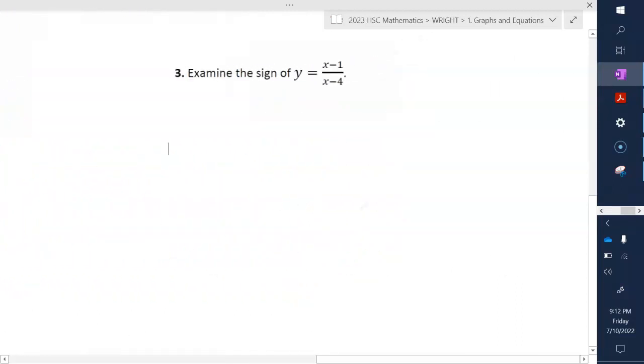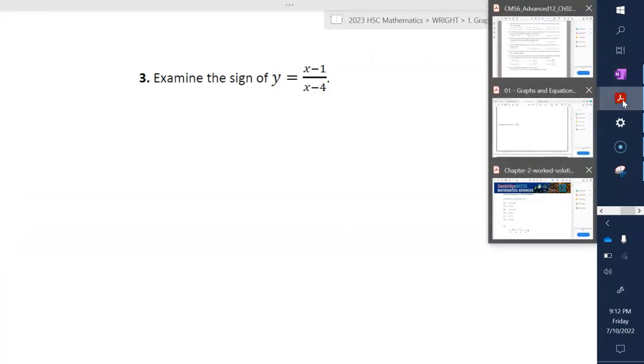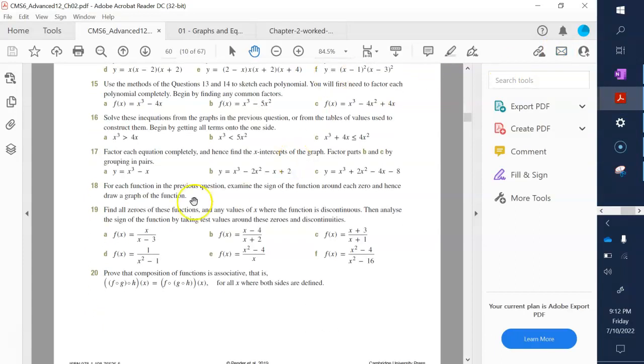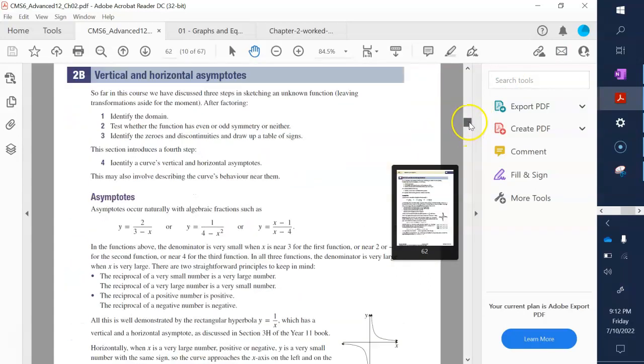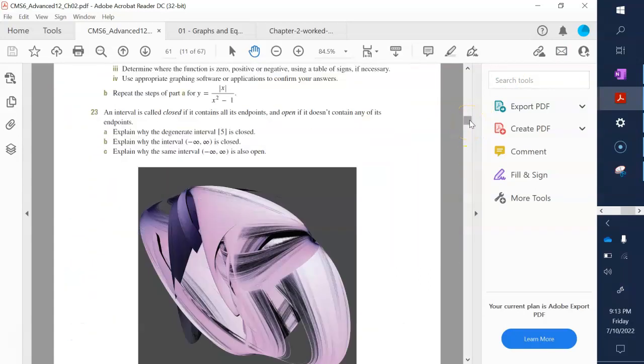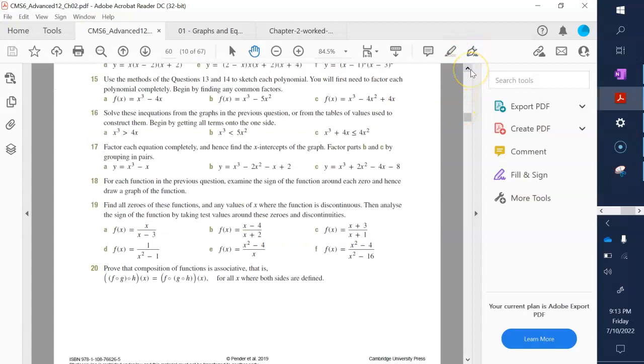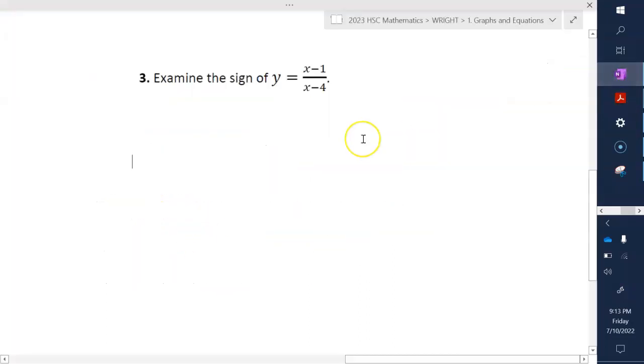So there's one more to go, and I want to examine the sign of y equals (x minus 1) over (x minus 4). If you're looking at the textbook, these would be things that are similar to 19 in exercise 2A. Probably not wanting to go too much further than that. We've kind of looked at ones like 21 already, actually, which would have been the last one. So similar to 19. So let's jump in and have a go at that now.